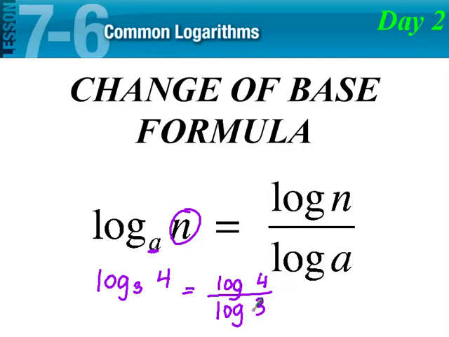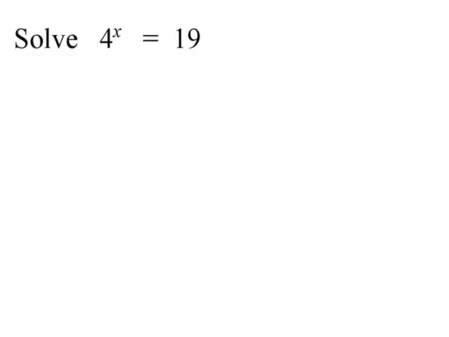So whatever number is here will go first on the top. Whatever number is a will go on the bottom. So if I just divide log of 4 by log of 3 on my calculator, that will be what this logarithm is approximated to be. So now, we're actually going to look at how you solve equations.